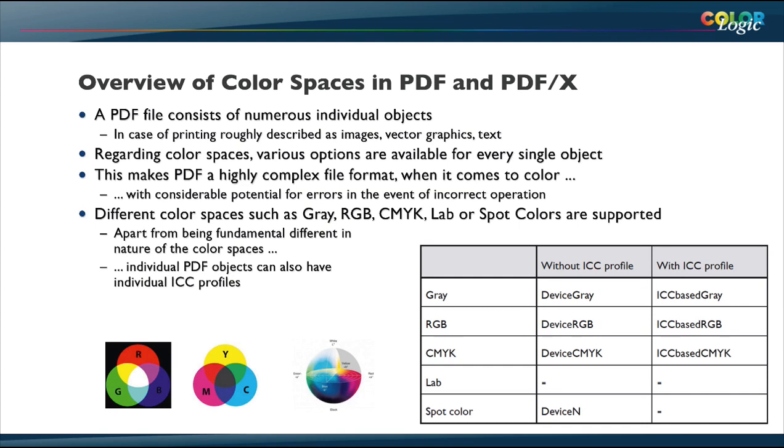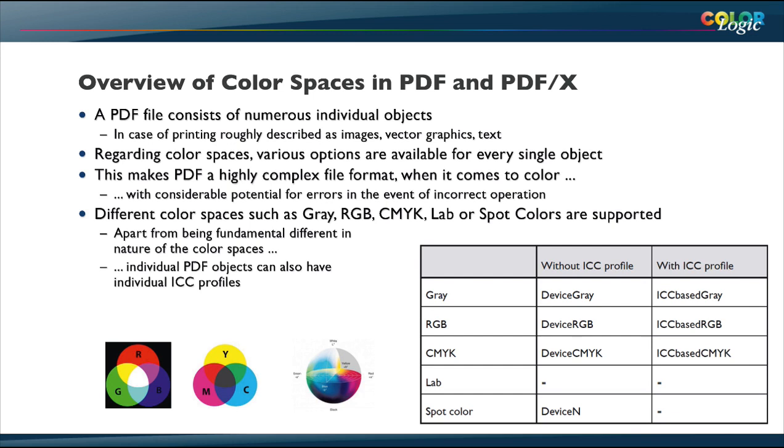Thinking of a PDF file, there are a lot of color spaces that are supported for all kinds of objects. For printing, obviously, we have images, vectors, and text. We have a lot of different color spaces, and if you look at the table that I have in here, it depends on whether a color object has an ICC profile embedded. Then it is called ICC-based gray, RGB, or CMYK, for example, or just device gray, device RGB, device CMYK, or it could be a spot color, and then it's DeviceN. These are not all the color spaces, obviously, but the most important ones that I wanted to mention here.